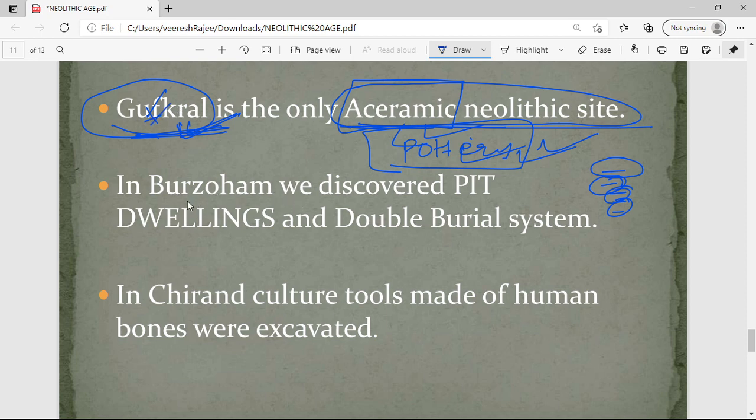Then we have Burzahom. This is also a very important site. It is present in the Jammu and Kashmir region.